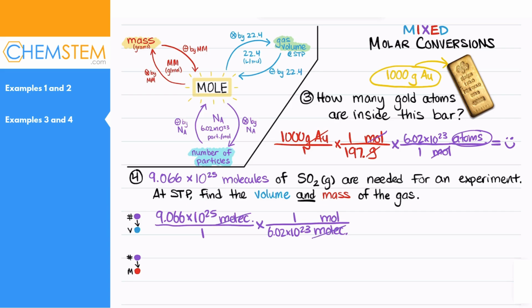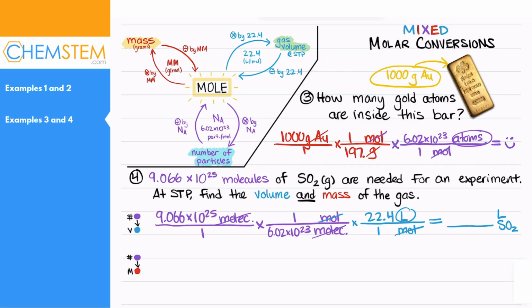We can cancel out molecules, and while we're converting to volume of a gas, we know we got to use the 22.4 key. So we're going to get moles of the gas in the denominator, and we're going to put liters in the numerator. 1 mole of any gas at STP is 22.4 liters. We can cancel out moles, circle liters, and you can do the math to verify that you will get the correct answer as liters of SO2.